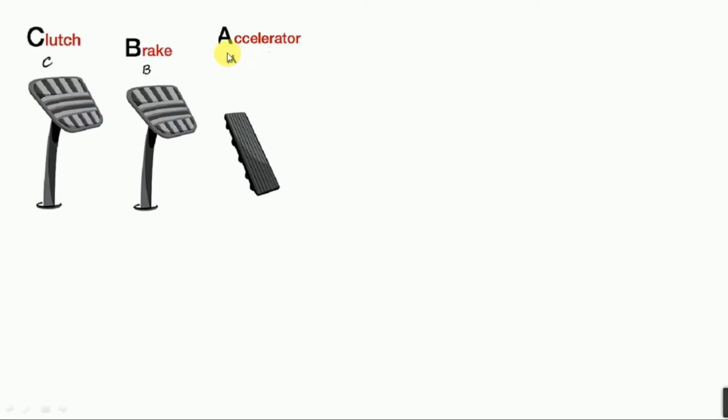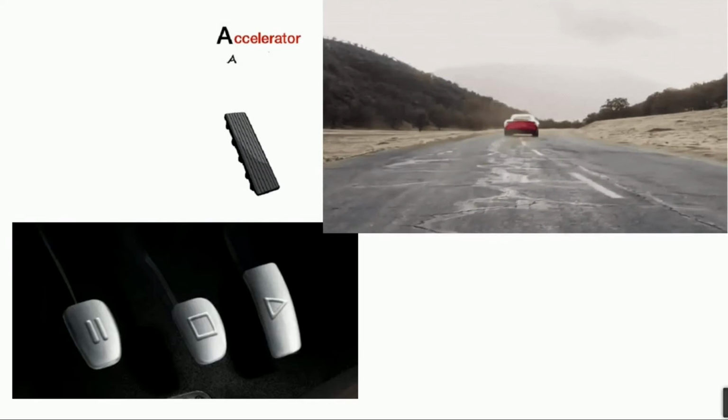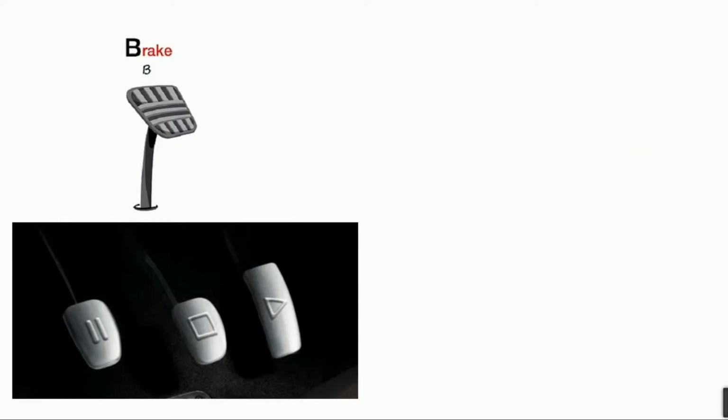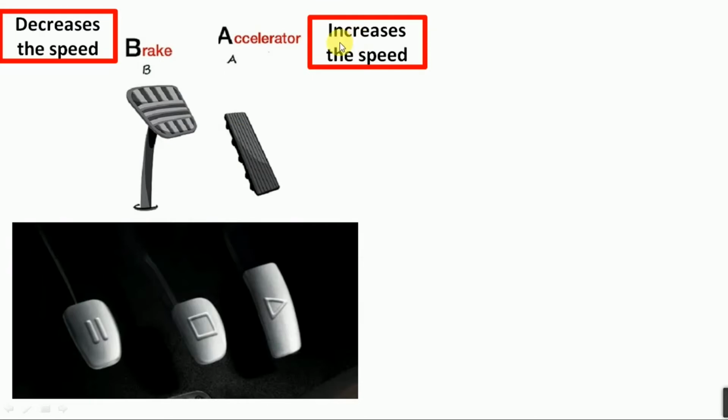So to understand the acceleration, let's see the ABC of a car. A is for accelerator, B is for brake and C is for clutch. And if you don't know what these things are, I think this picture will make it clear. So when you press this accelerator, this will happen, and when you press the brake, this will happen. So accelerator increases the speed and brake decreases the speed. So acceleration and accelerator are somewhat similar.